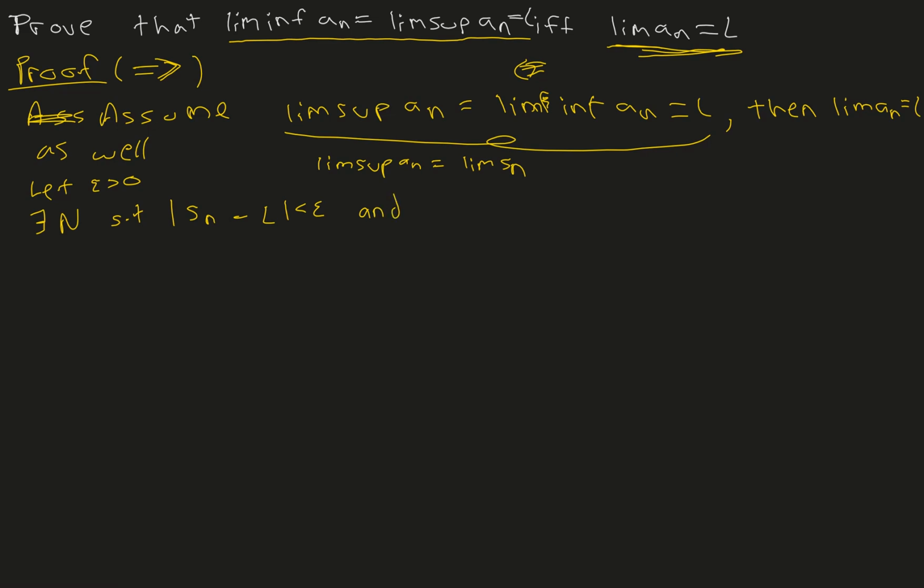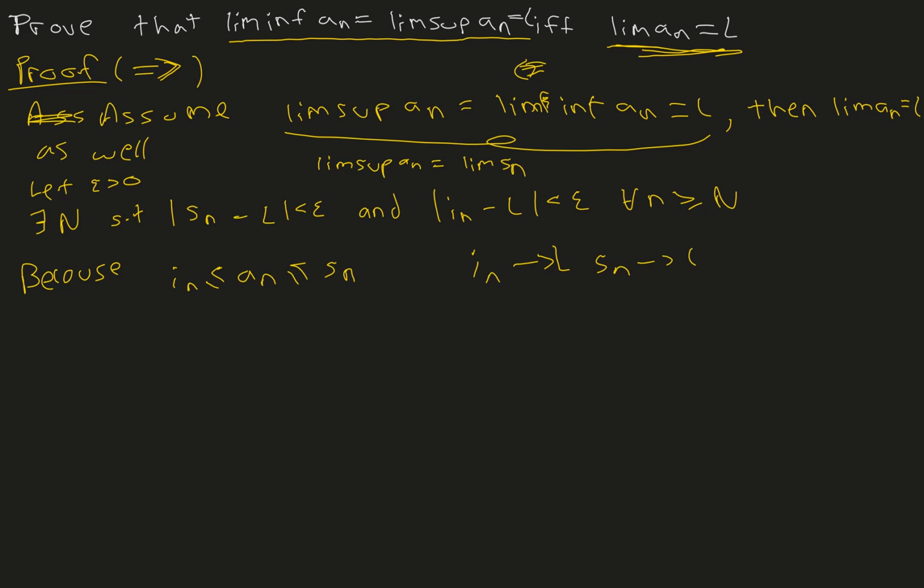|I_n − L| < epsilon for all n greater than or equal to N. And because we know that I_n is always less than or equal to A_n, it'll never be greater than A_n. At best, it'll be equal to A_n, but it'll always be less than or equal to A_n. And A_n is always less than or equal to S_n. And we know that I_n tends to L and S_n tends to L.